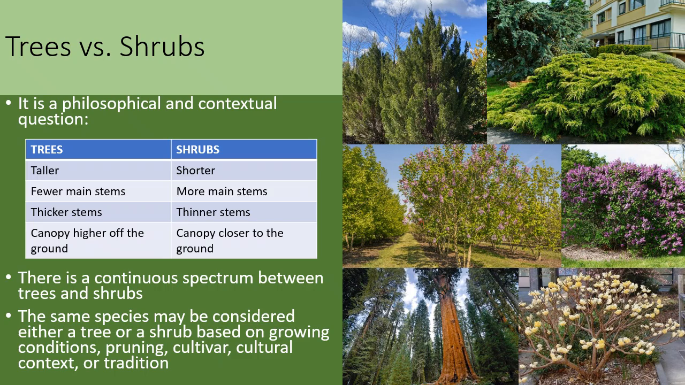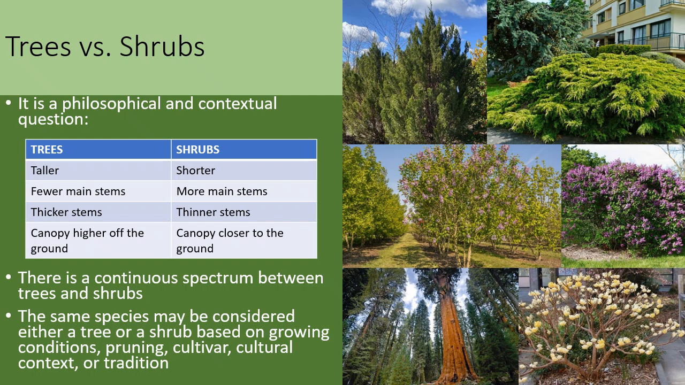There's kind of a continuous spectrum between the two, and there are a lot of species, like lilacs are the perfect example of a species that can sometimes be considered a tree and sometimes considered a shrub. Amur maples are another one. Tatarian maples are another one. Seven sunflower tree is another one. There's a lot of trees and shrubs, I suppose you could say, that kind of flirt with the boundary between the two. A lot of this is also just influenced by our own cultural context or tradition.